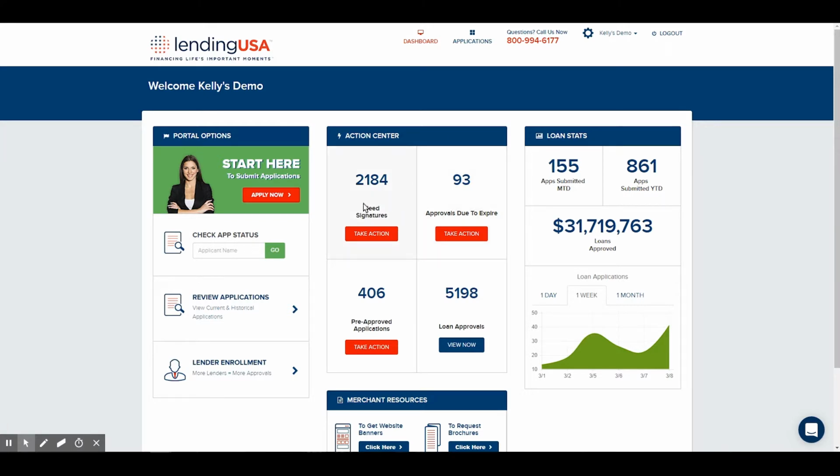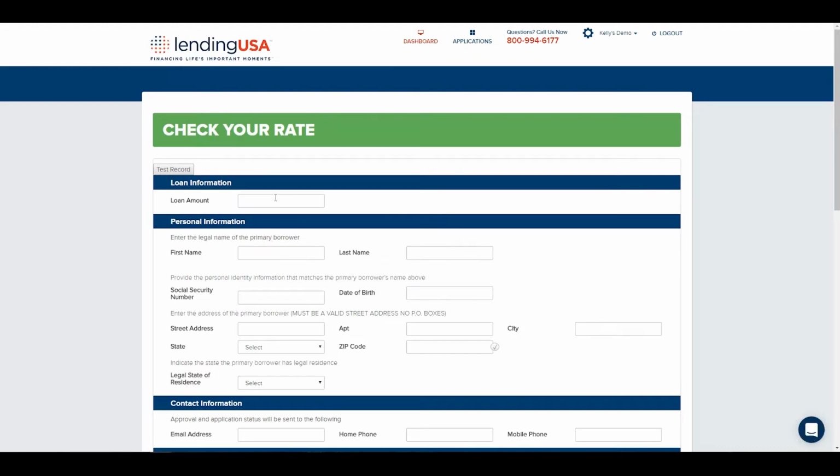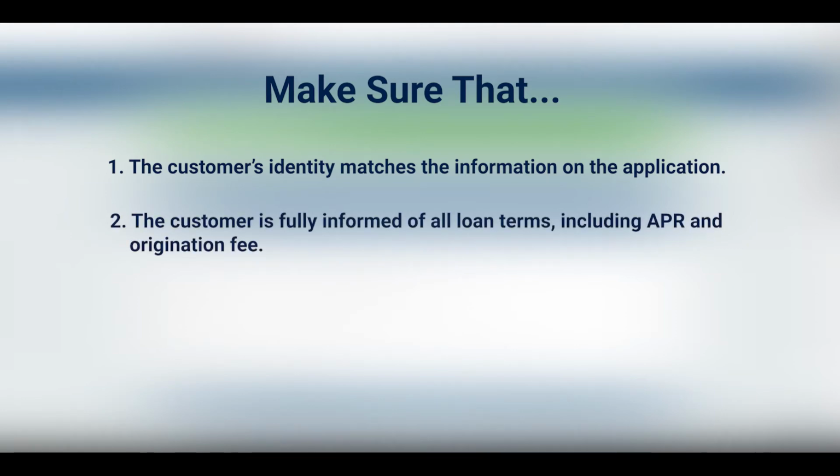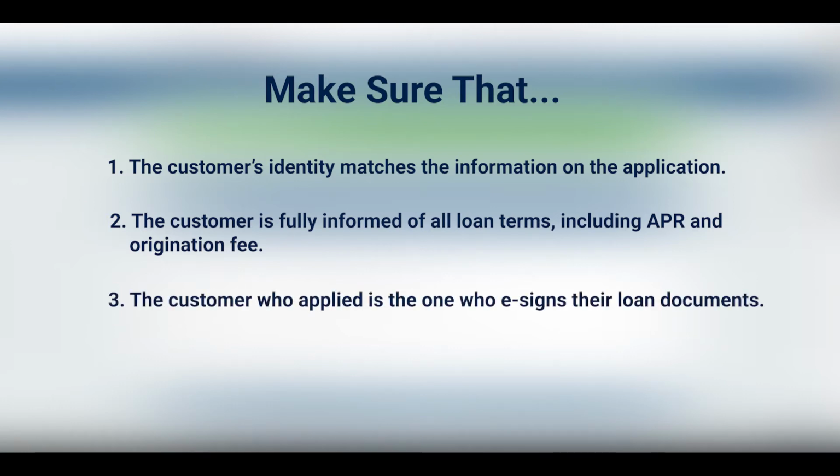To begin the loan application process, click Apply Now on the left side of the screen. Your customer can fill out the application and check their pre-approval status in just a few minutes. Remember to make sure of 3 things every time a customer applies: that the customer's identity matches the information on the application, that the customer is fully informed of all their loan terms, including their APR and the 8% origination fee, and that the customer is the one who e-signs their loan documents.